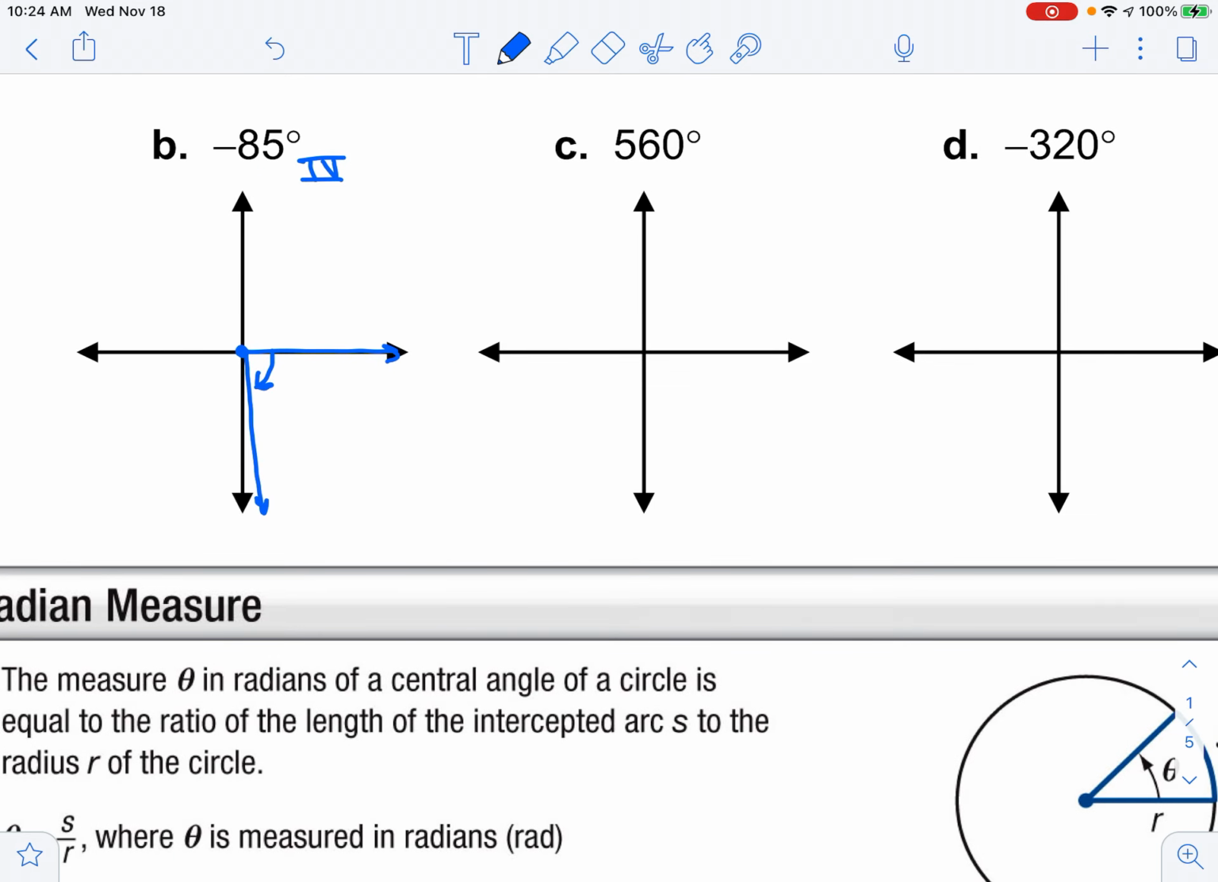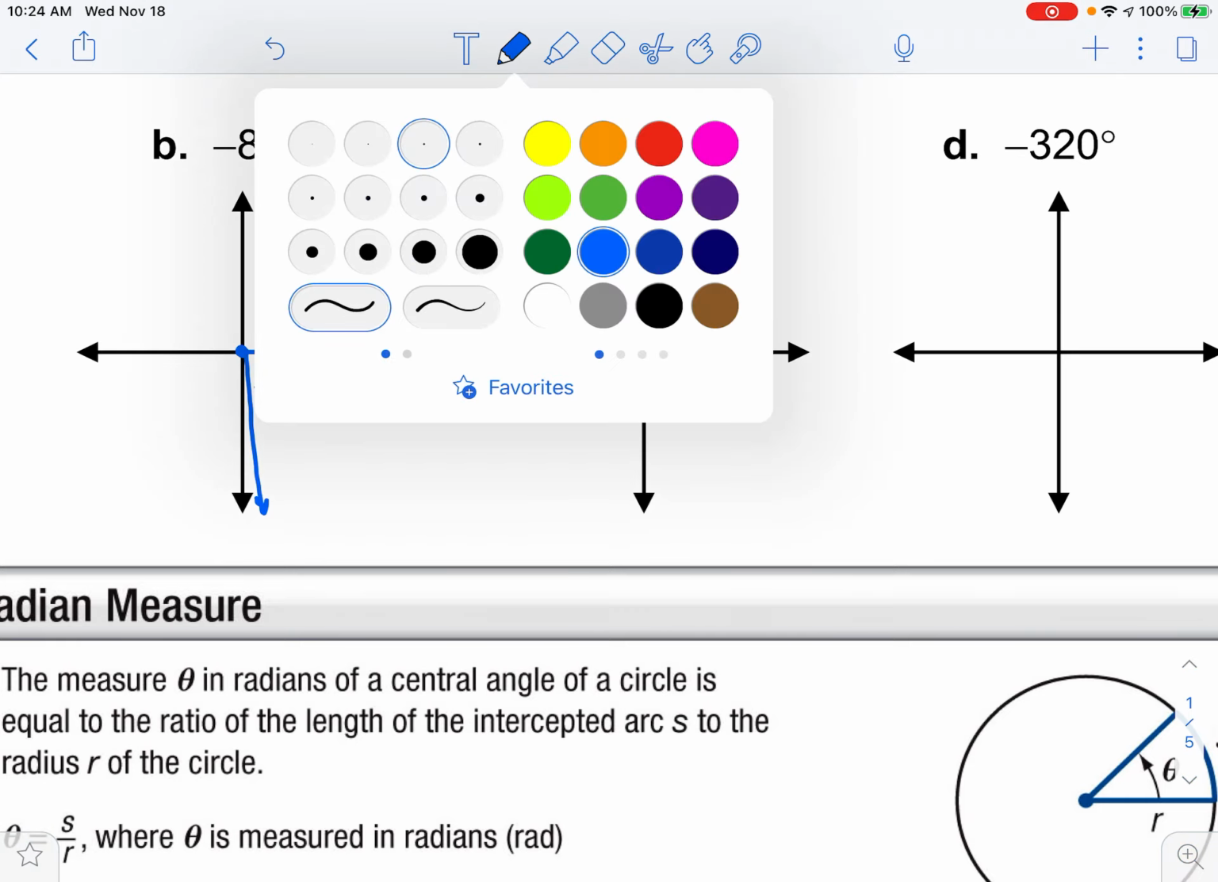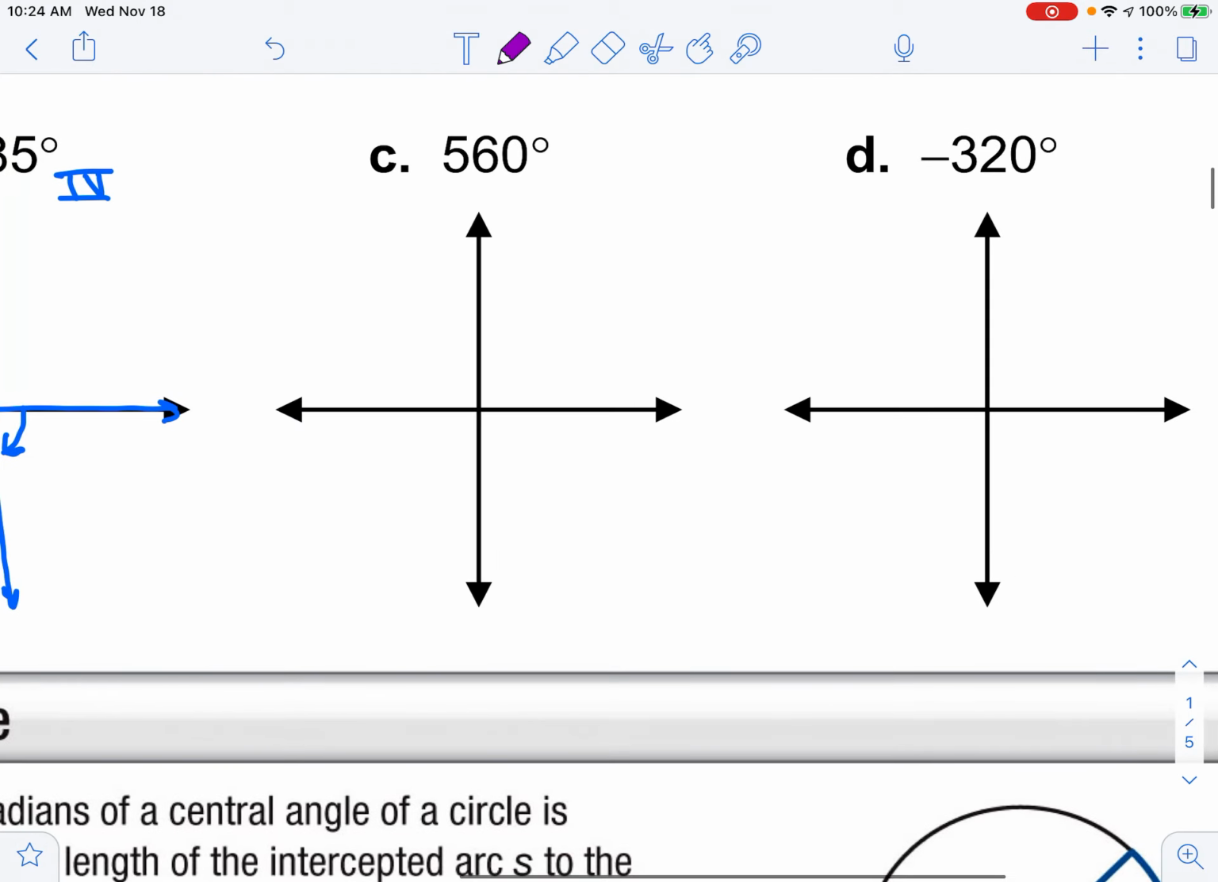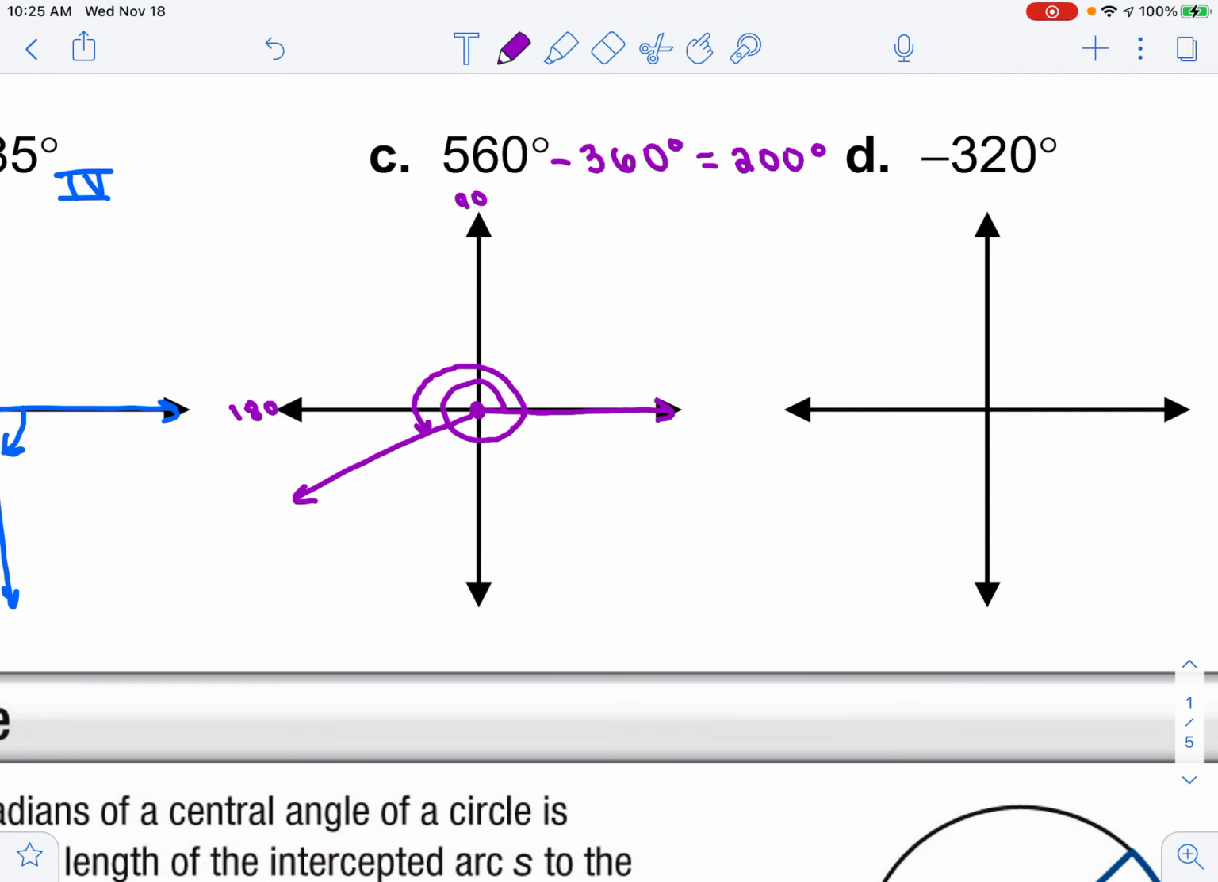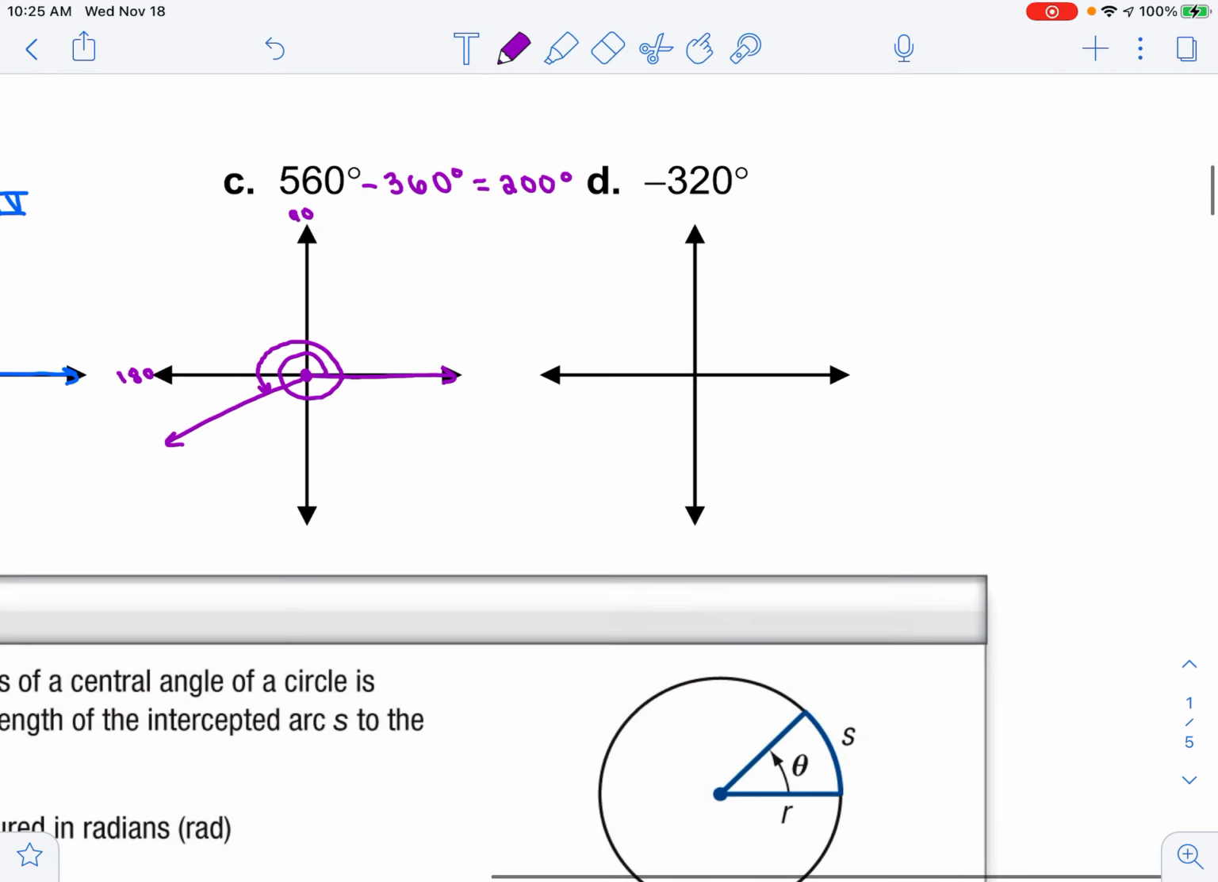To do 560, I already know that that's greater than 360, but the question is by how much? So if I take this and subtract 360, note that I get 200 degrees. So in order to show this angle, I'm going to graph, and I'm going to show that I went one full time around to represent 360, but then I have to go that extra 200 degrees. So remember that this is 90, this is 180, so I want to keep going past 180 and then go an additional 20 and then show that my terminal side is here. Okay, so just make sure I can clearly see that spiral that you went more than one time around.